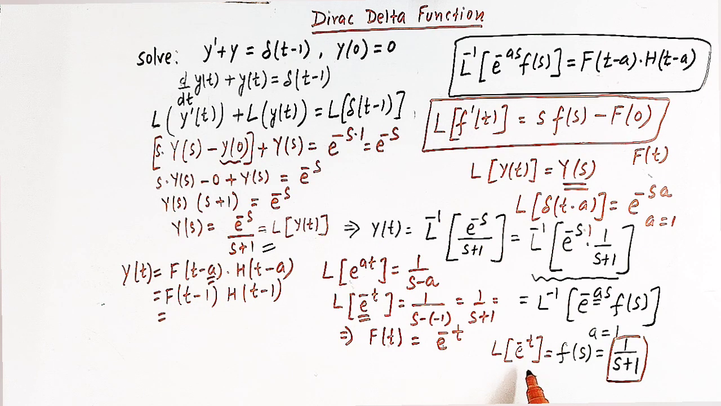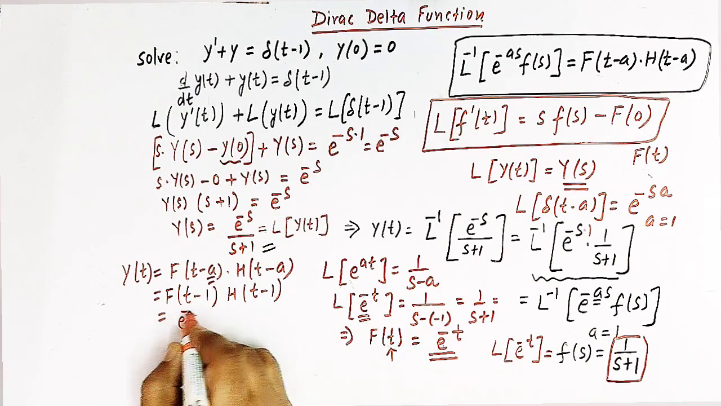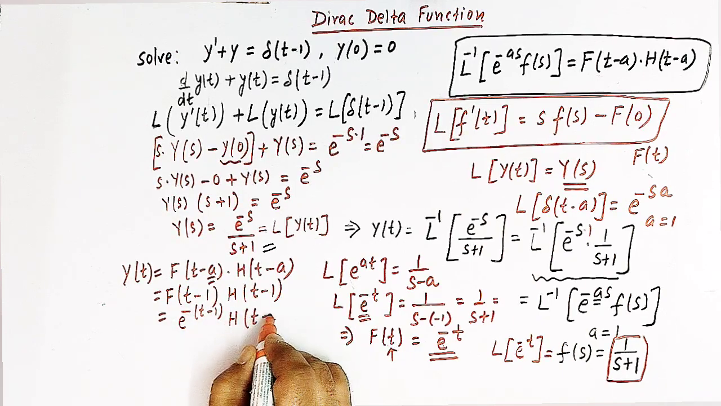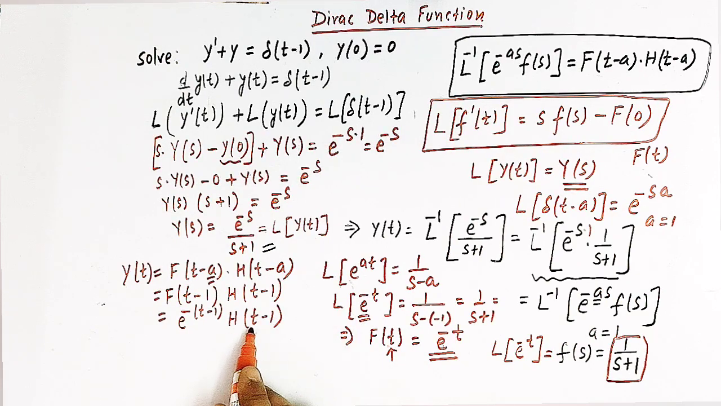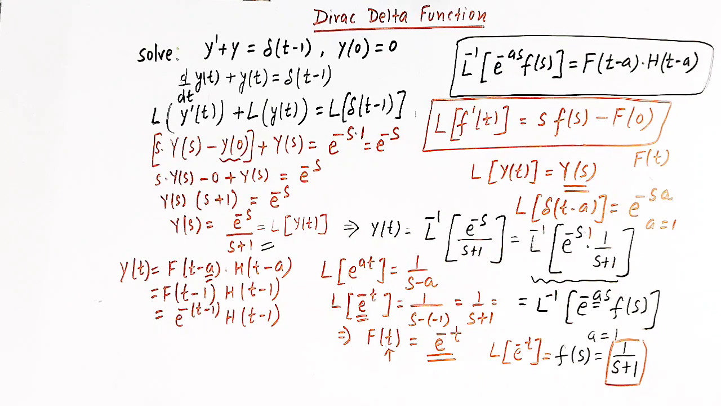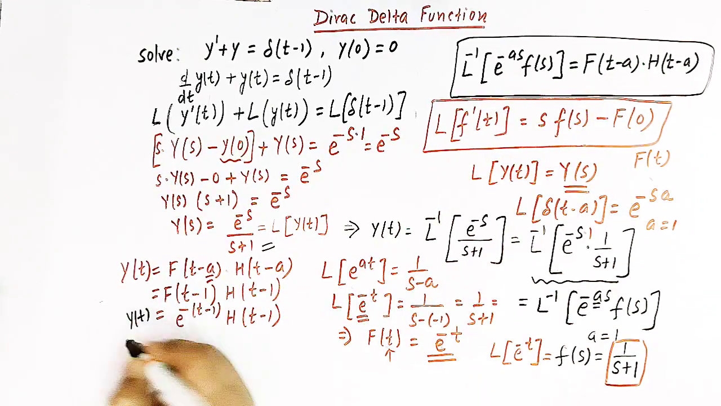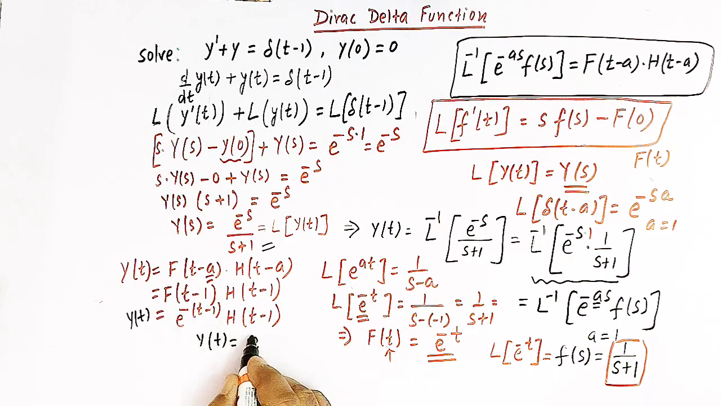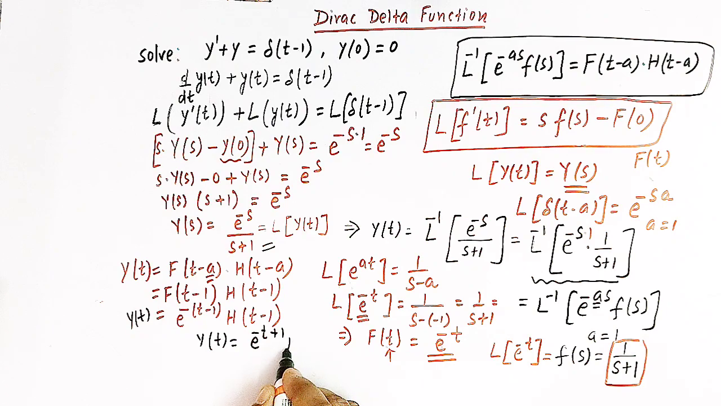And f of t minus 1 can be obtained from here by replacing this t by t minus 1. So we have e raised to minus t minus 1 times h of t minus 1, where this function h of t minus 1 is the Heaviside unit step function. So now our function y of t can be written as e raised to minus t plus 1 times h of t minus 1, right?